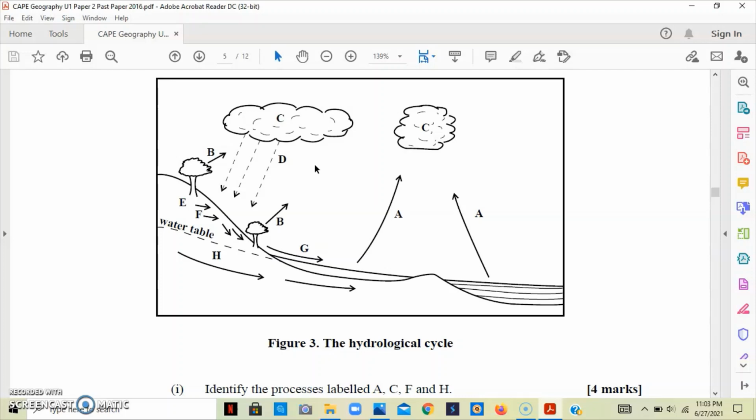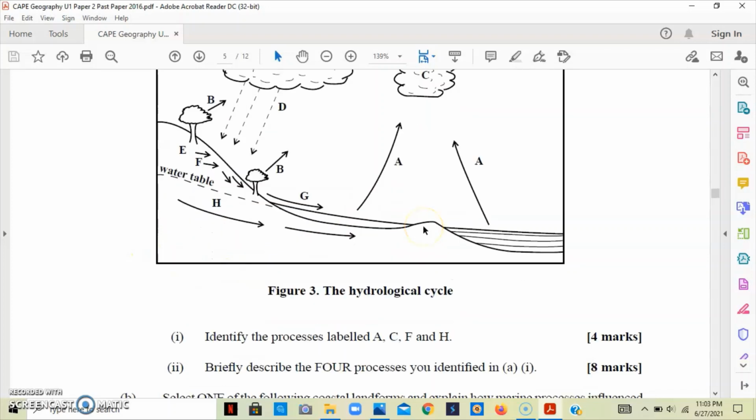So A is here, and A is showing evaporation. C is in the clouds, and this is showing condensation. F is here, right here, and it is showing through flow, and H is down here, and this is showing groundwater flow or base flow. Part 2 asks us to briefly describe the 4 processes that were identified.